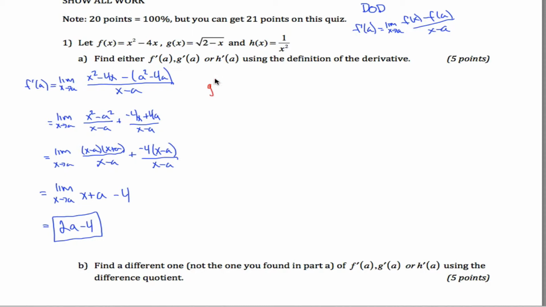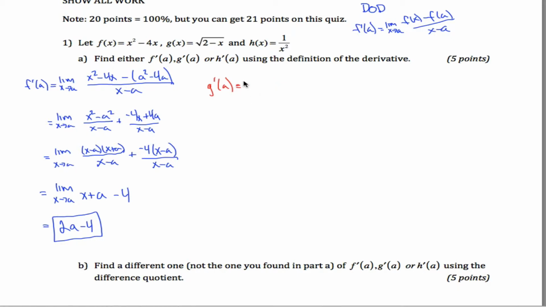Good Lord. g prime of a is equal to g of x, the square root of 2 minus x, minus g of a, the square root of 2 minus a, divided by x minus a. The trick for getting rid of the square roots is to multiply the top and the bottom by the... Shoot, I'm being lazy. I should write the limits in here. I'll go back and do it.